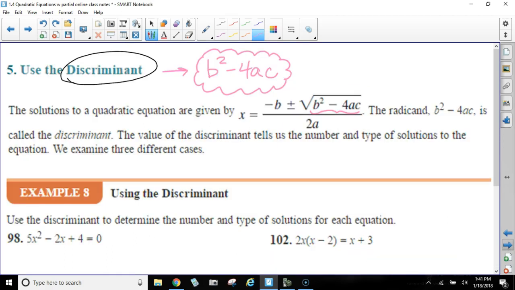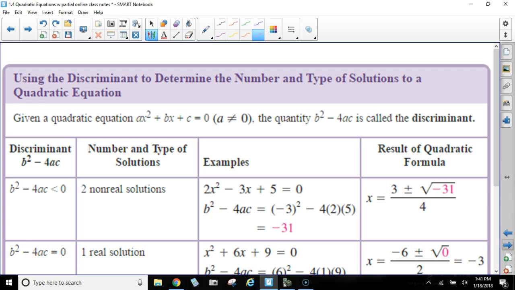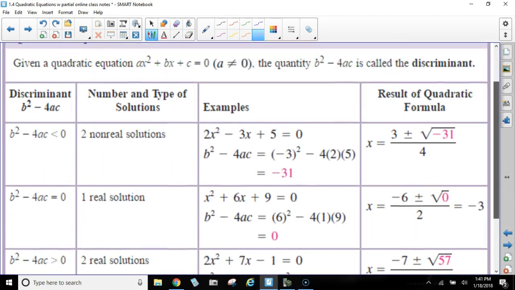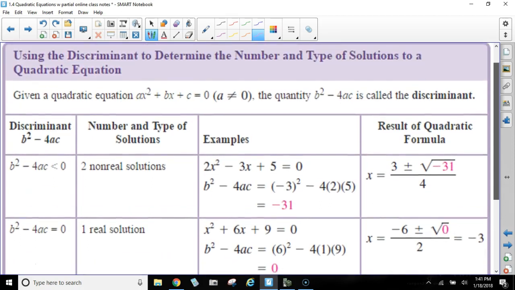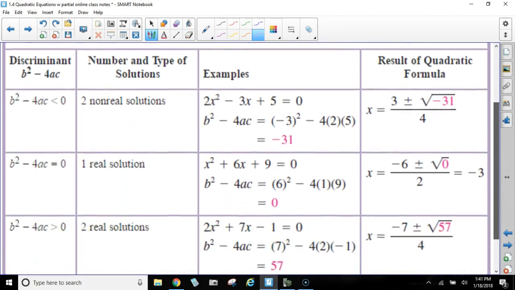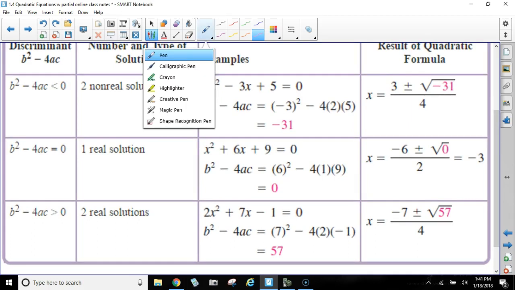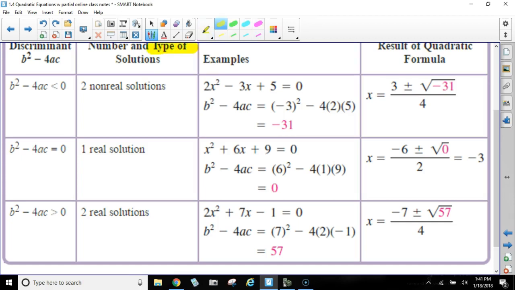So, we can also see, I turned to the next slide. I think I put the example before the chart I wanted to talk about, okay? But depending on what type of number we get for the discriminant, b squared minus 4ac, that's going to determine the number and type of solutions that we're going to be getting when we would actually then go through and solve.